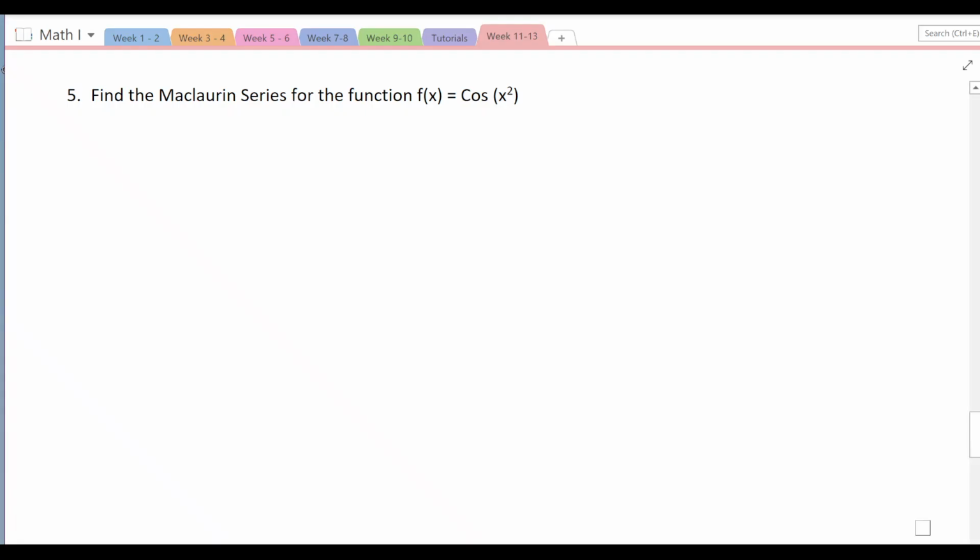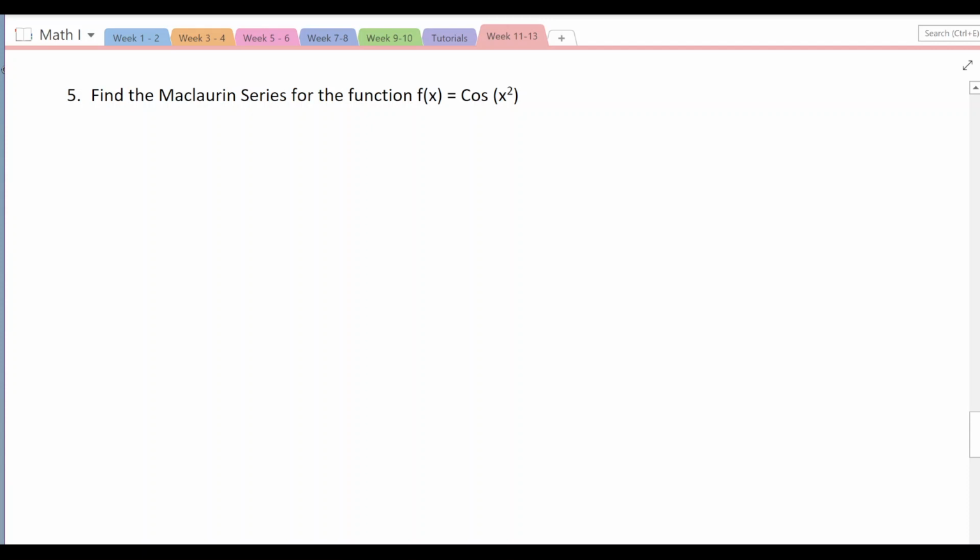Okay, let's try a couple more examples. Find the Maclaurin series for the function cos x squared. So this is our function, and we're supposed to find the Maclaurin series expansion for it. You need to remember, by the way, that this function is cos of x squared. This is different from cos squared x.